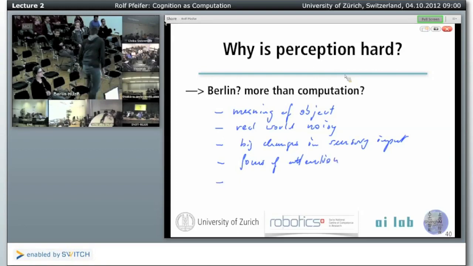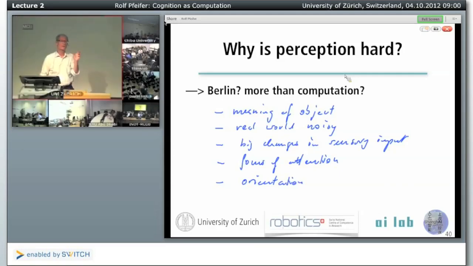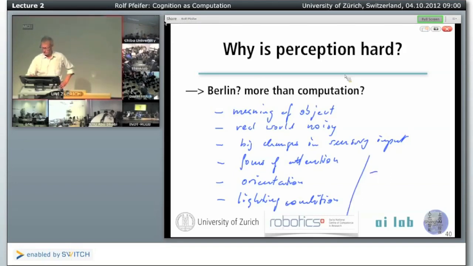Okay. And then what else? If you think about visual perception, you know, orientation. We can recognize a face from the front, but also from the side. We have also, when it gets darker, different lighting conditions. And then a big problem in visual perception is partial occlusions. Objects partially covered up, we can still recognize them, right?